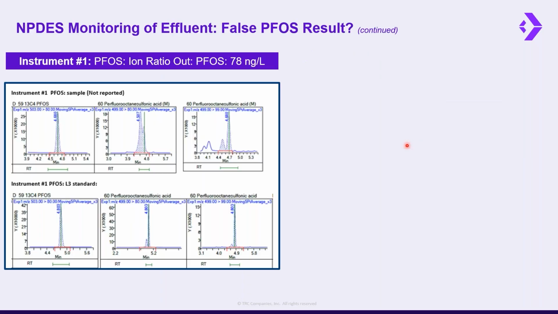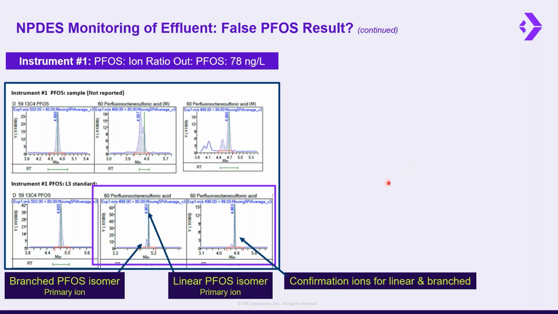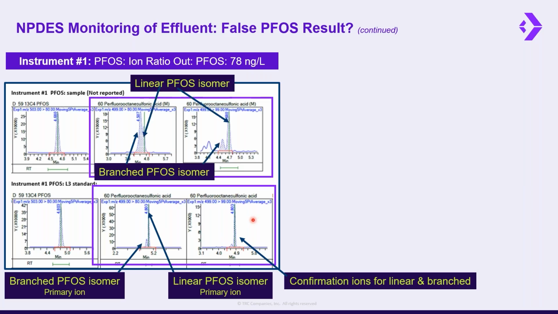So what happened? Let's look at the first analysis on the left here. You can see in the bottom picture the linear and branched PFOS isomers in the calibration standard, like we saw in the previous example. Here the primary ion peaks are on the left side for the linear and branched PFOS isomers, and the confirmation ion peaks are on the right side. This is the calibration standard, so we see a strong linear isomer peak and a smaller branched isomer peak for both the primary and the confirmation ions. Now let's look at this analysis of the sample on the same instrument on the top.